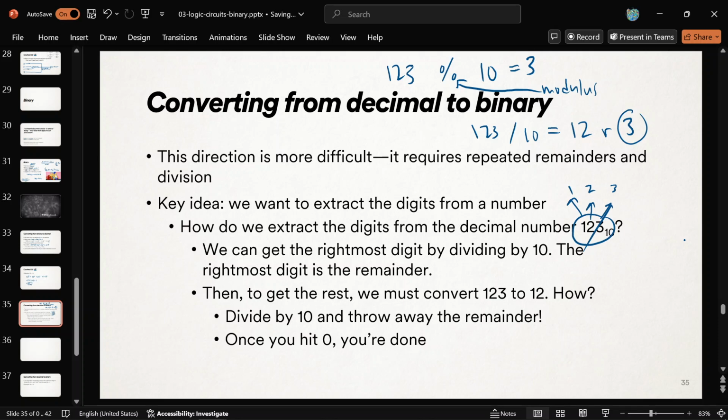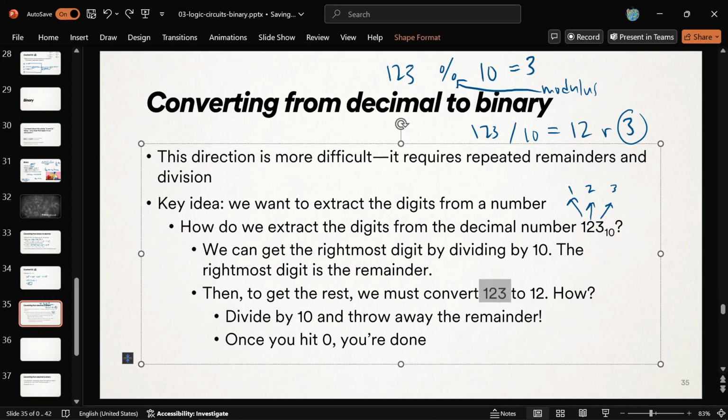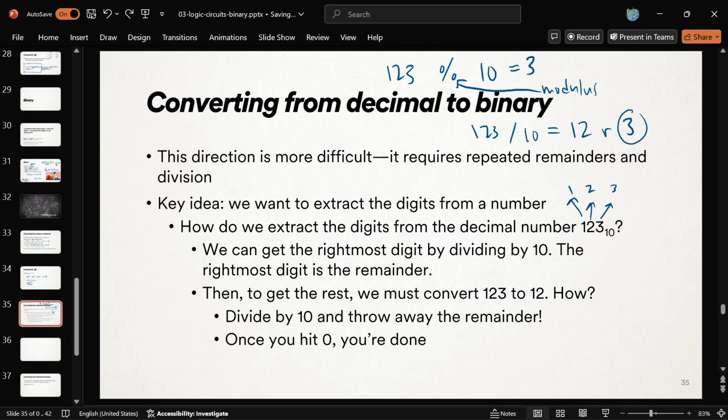I can get the rightmost digit of 12. There's my 2. You see it? So that's what I need to do. All right? So to get the rest, I need to get this one, 123, turn it into 12, because then I can get the rightmost digit of 12, then chop off the 2, get the rightmost digit of 1. It'll all work out. All right?